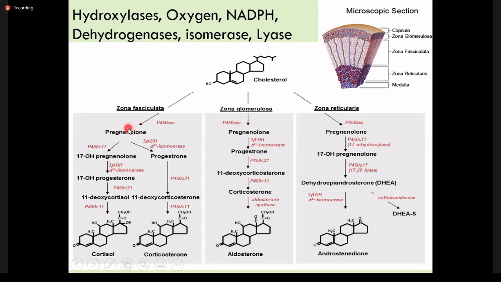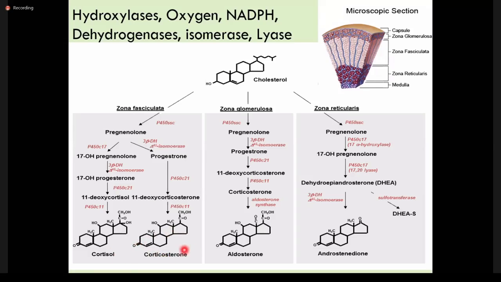Starting with the first step, which is shared in all layers, as we described before, the CYP SCC enzyme, the side chain cleavage enzyme, is responsible for the generation of pregnenolone, which can be considered the precursor for steroidogenesis. Here we can see the specificity of the zona fasciculata, which is responsible for the synthesis of glucocorticoids, which are cortisol and corticosterone.